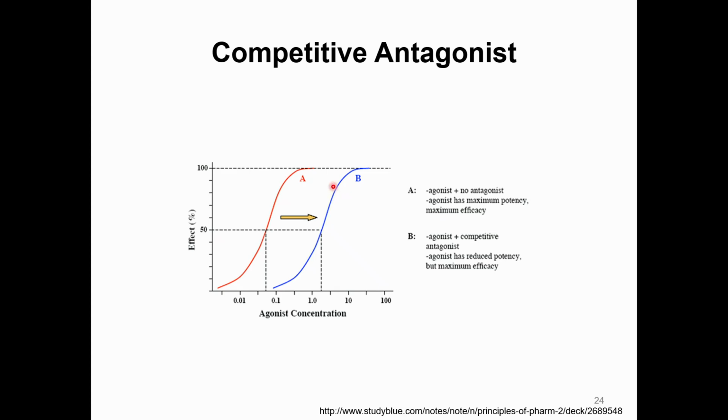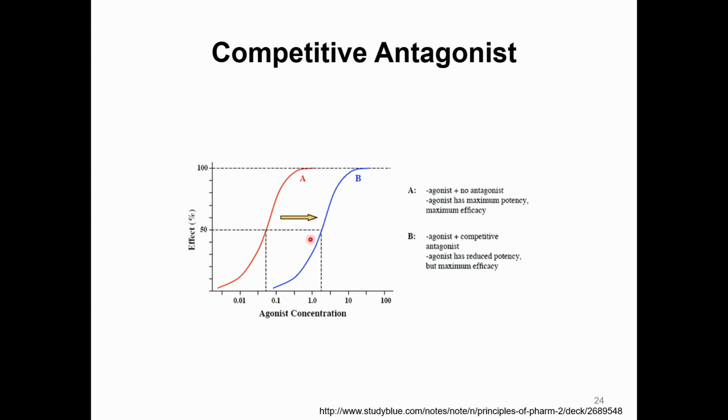And what we have here is two situations. The red line here is the effect curve of just an agonist alone. And as you can see, as you add more, you reach an EC50 and then an Emax.